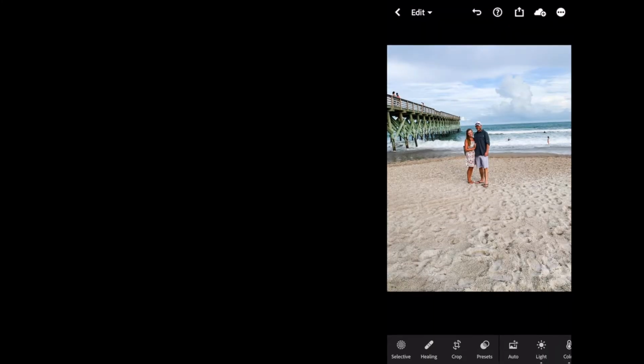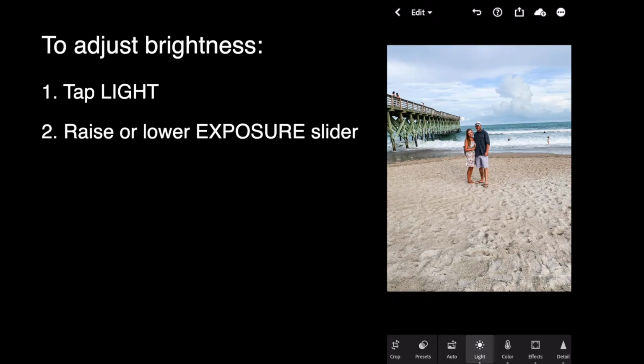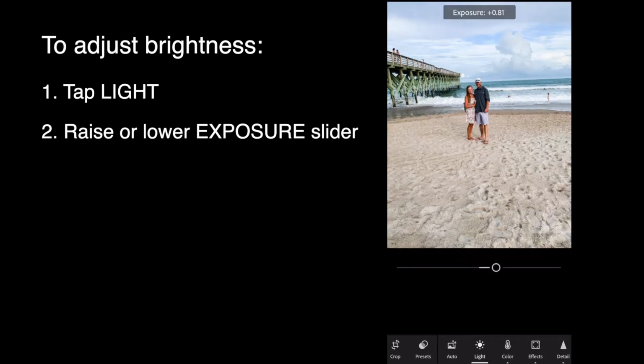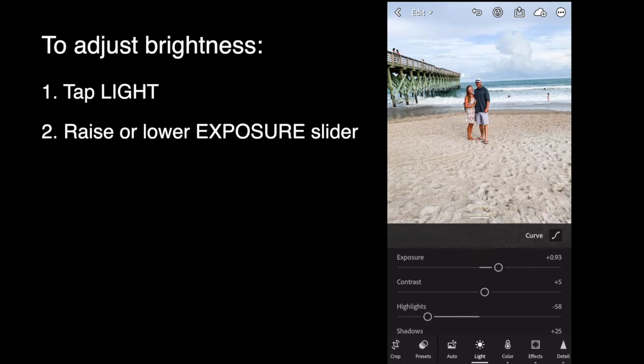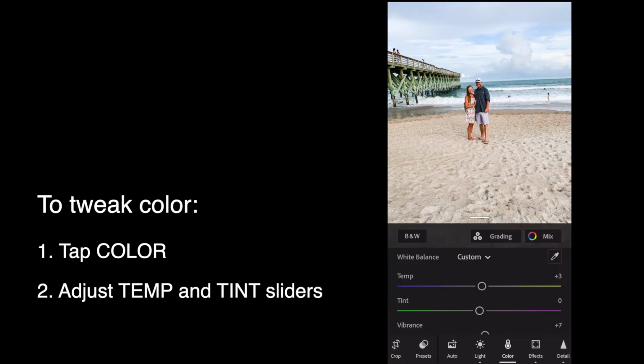Even when you use a perfect preset for a given image, there are often light or color tweaks that can be made to optimize your photo. To adjust for these exposure and white balance differences, you can make quick changes to light and color. To adjust brightness, tap Light, then raise or lower exposure. To tweak color, tap Color, then adjust temp and tint sliders.